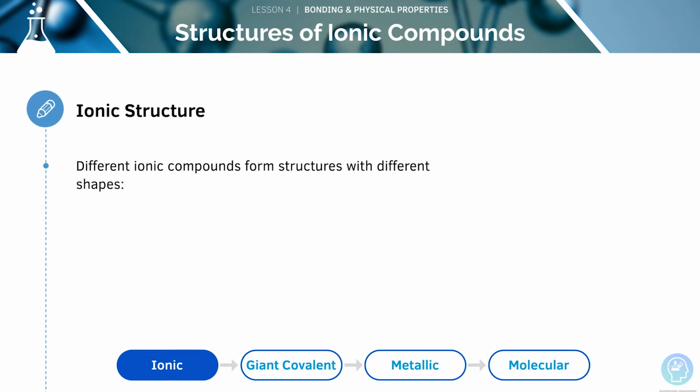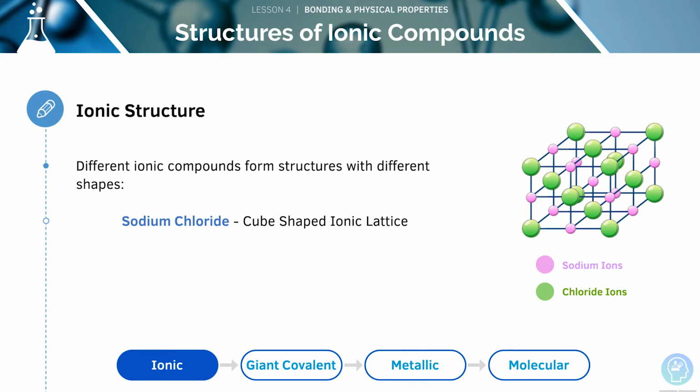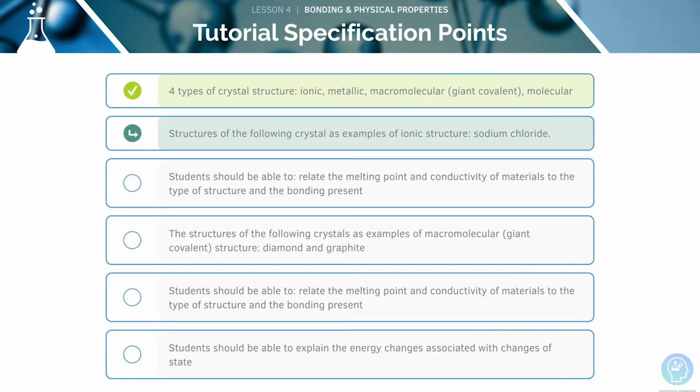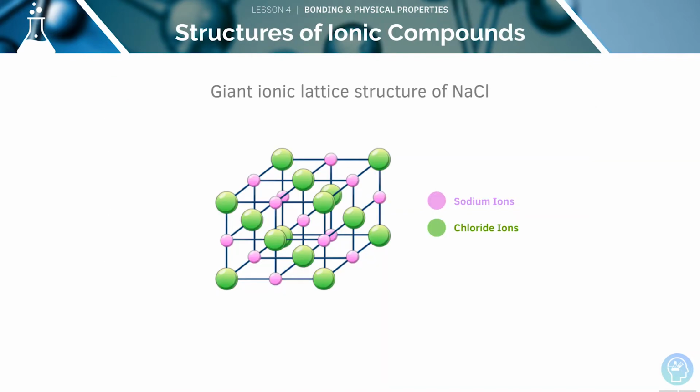Some ionic compounds will form giant ionic lattices, however others will form slightly different shaped structures. Sodium chloride is an example of a cube-shaped ionic lattice. As shown here, it's important to note in this diagram the green dots are not chlorine ions, but chloride ions. The next specification point will look at the structure of sodium chloride in more detail.